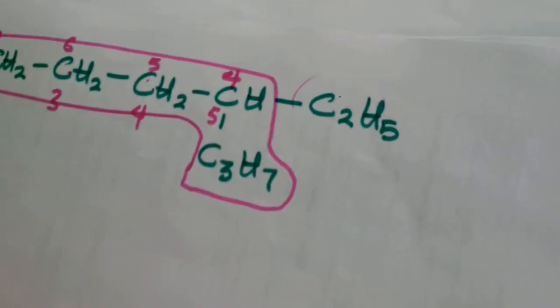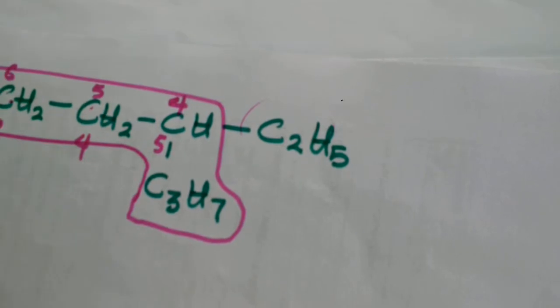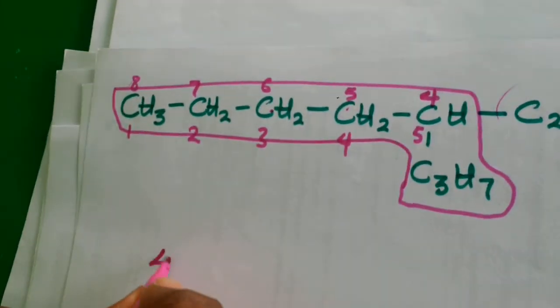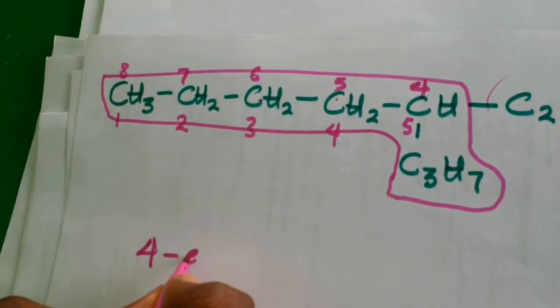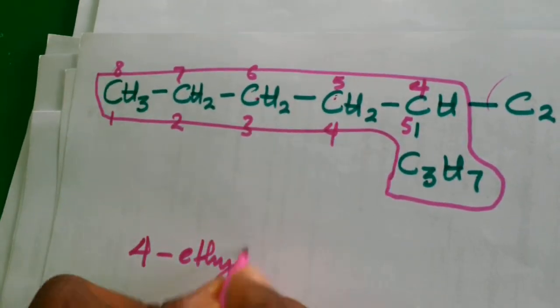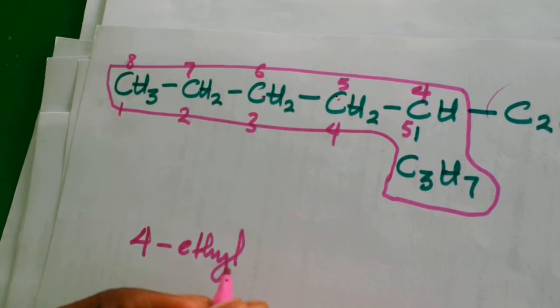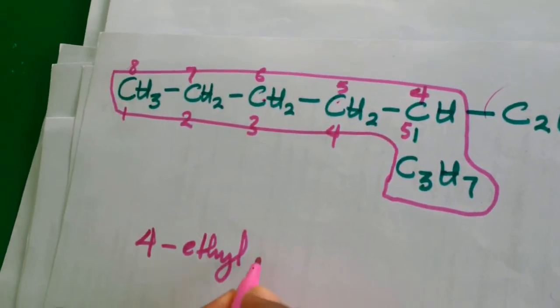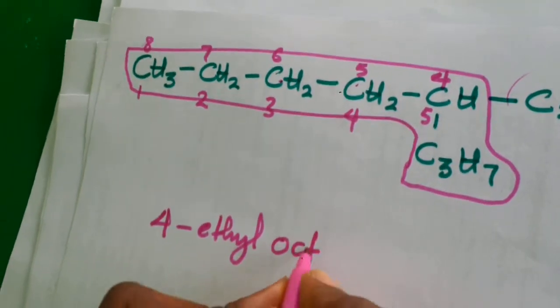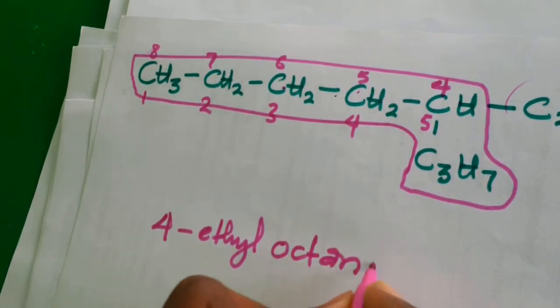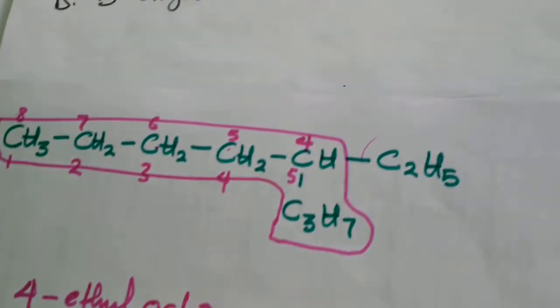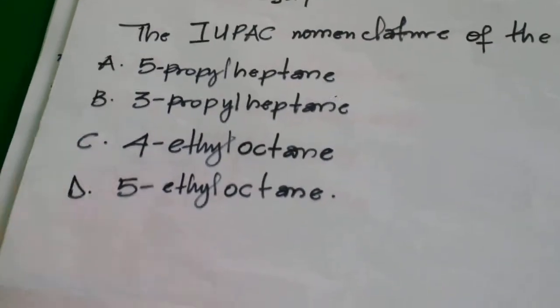So easily we can name this. The prefix is ethyl, and it's on 4. So we will say 4-ethyl. The word root, since it's 8 carbons, is oct, and since it's riddled with single bonds, it will be octane. So the correct name would be 4-ethyloctane, which is option C here. Let's move to the next example.